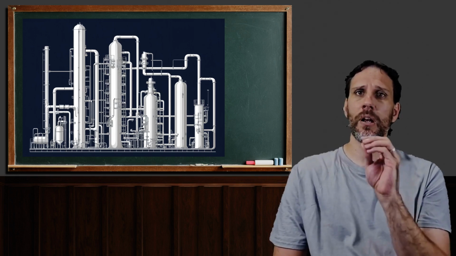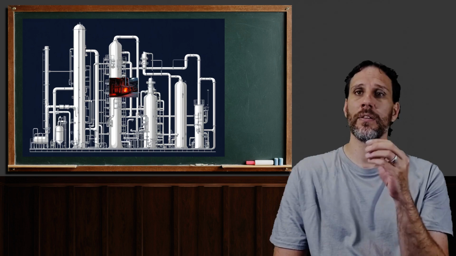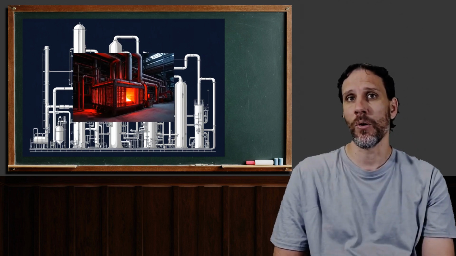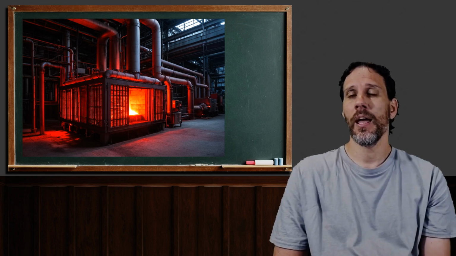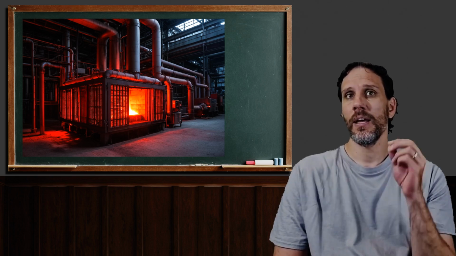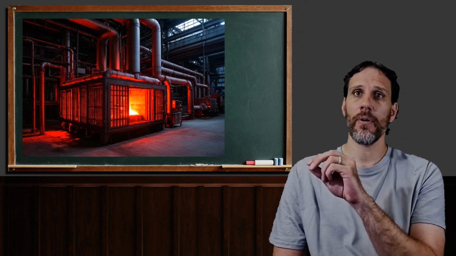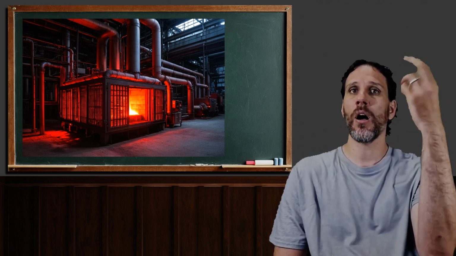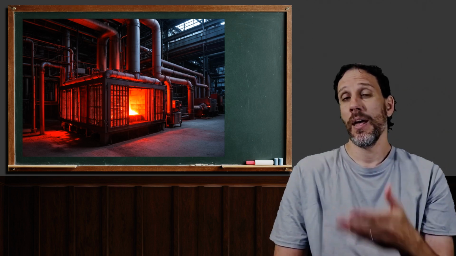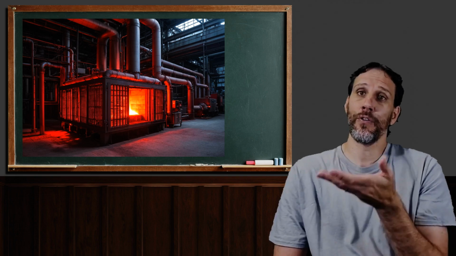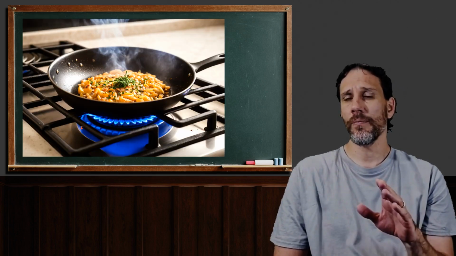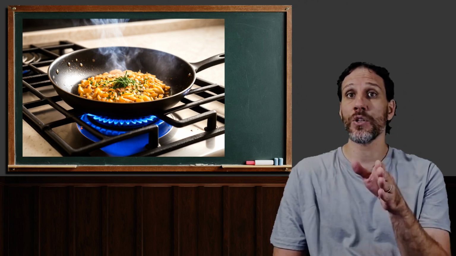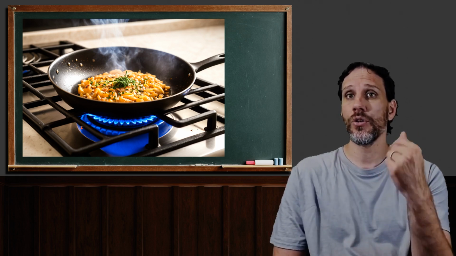Let's look a little bit closer at a piece of equipment that we use often on chemical plants. We call it a burner. And what it does is heats one stream up from one temperature to a higher temperature. And it does this by burning a fuel, like natural gas. Actually, this is very similar to a gas hob or stove that you use to cook your food.